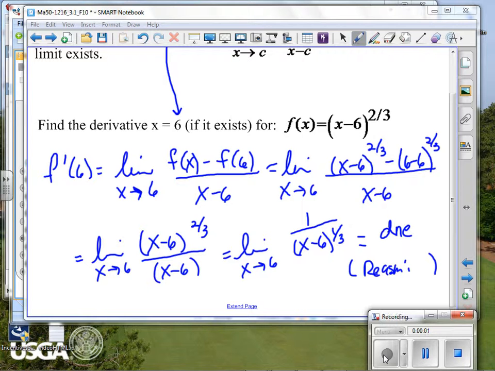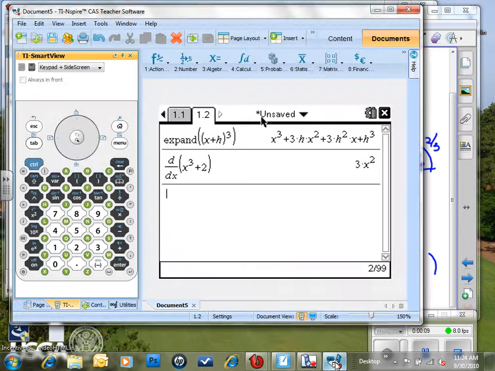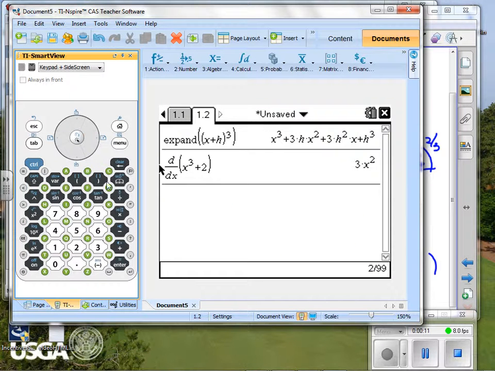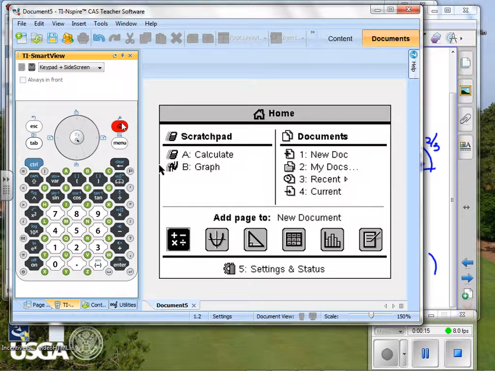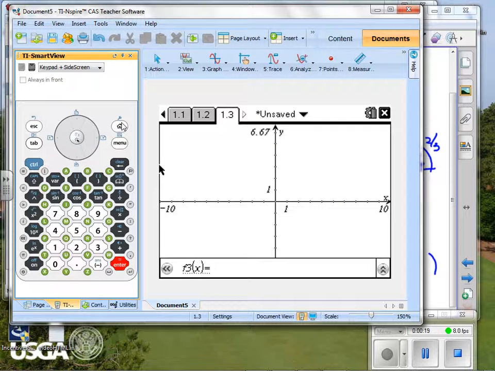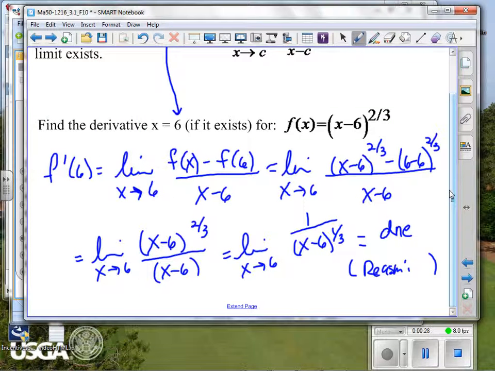Now, before we answer this question as to what the reason is, let's go back, take your Inspire, and I'm going to add another graph page. You can add a new problem if you wish. I'm just going to add a new page. And I want to put in the function. What was my function again? X minus 6 to the 2/3 power.